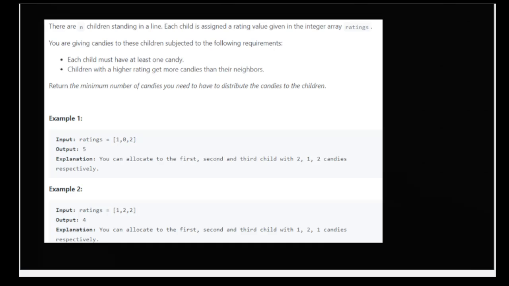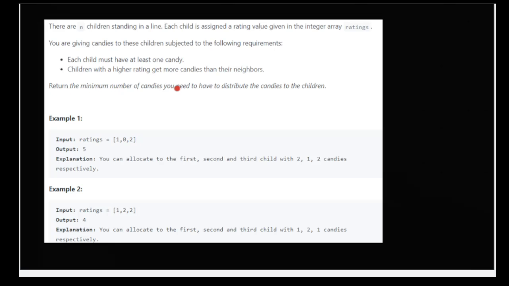Now, let's look at the solution. The question says there are n children standing in a line. Each child is assigned a rating given in the array ratings. Now, you are given candies to give to these children subject to the following requirements. We have two constraints that must be followed. Each child must have at least one candy, and a child with a higher rating gets more candies than its neighbor. So we are concerned about the neighbors here.